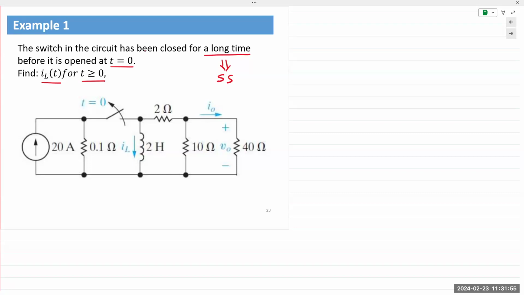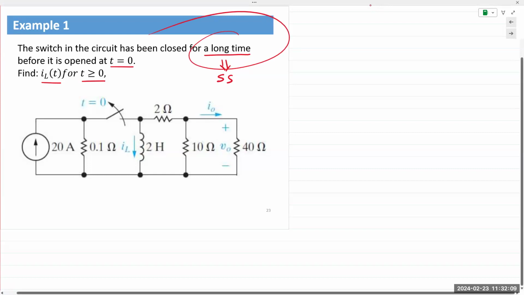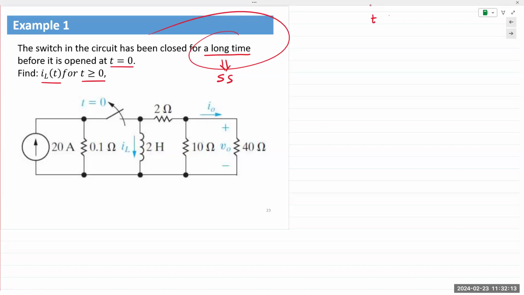Right? At some time in the past, of course, the source was first connected to the circuit and the inductor started charging. We are not concerned with any of that because of this phrase right there, a long time. Long time simply indicates the system is at steady state. So let's begin our analysis.